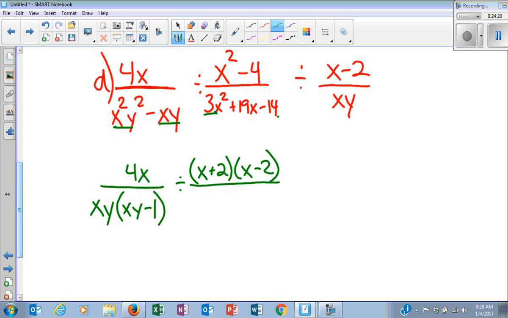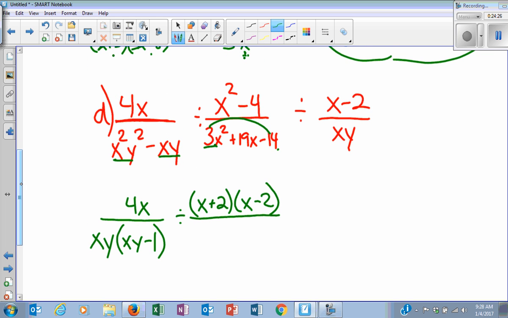I can't pull the 3 out because they don't have a greatest common factor, so I've got to go the long way. So I'm going to go over here on my scratch paper and do some side work. I've got 3x squared plus 19x minus 14. 3 times 14 is going to be 42. So I need 2 numbers that multiply to 42 but, with different signs, subtract to 19. 21 and 2. So my two numbers are going to be 21 and 2.